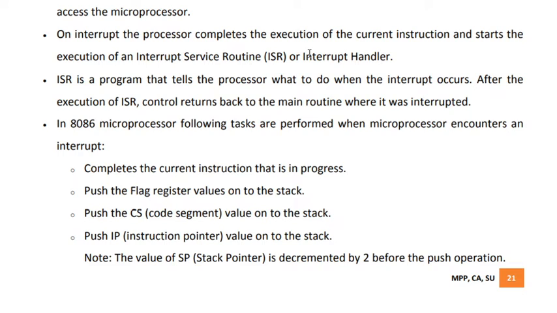So first, the microprocessor has to complete the current instruction that is in progress, then push the content of the flag register onto the stack, push the content of the CS value onto the stack, and push the content of the instruction pointer onto the stack. This is performed in order to ensure that once the ISR execution is over, the control is transferred back to the location in the main routine. So this is a very important activity.